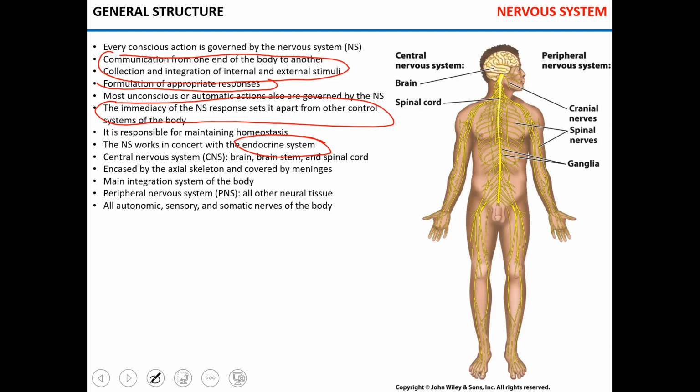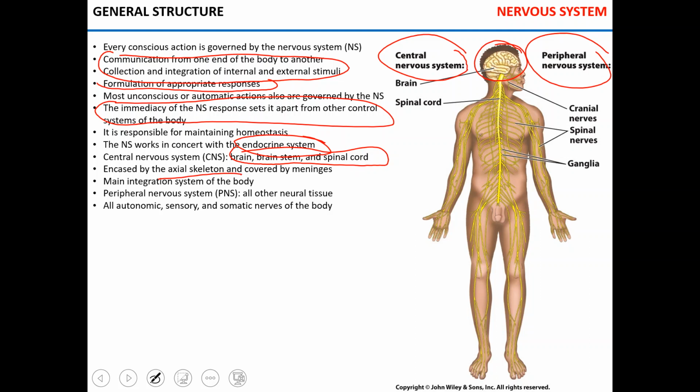The nervous system can be divided into two anatomical components, central and peripheral. The anatomical components of the central nervous system are the brain, brain stem, and spinal cord. Sometimes brain and brain stem are considered to be the same thing. And the central nervous system is very well protected. As you remember, the brain is encased in the cranium, and the spinal cord is protected by the vertebral column. So basically, the role of the axial skeleton, the cranium and the spinal column, is to protect the central nervous system.